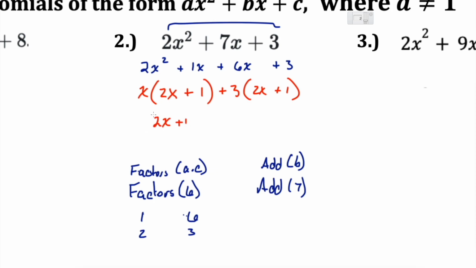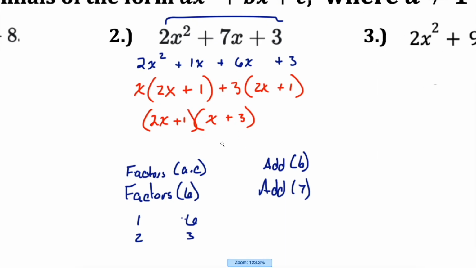2x plus 1 comes out of this term x times, right? If I factor out 2x plus 1 out of x times 2x plus 1, I'm just left with x. And if I factor out a 2x plus 1 from this, I get 3. Okay, so that's it. That is my completely factored trinomial.